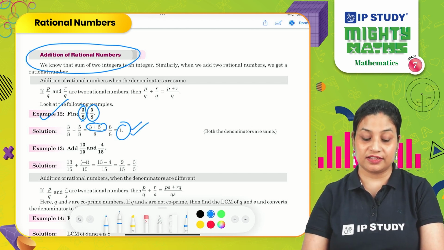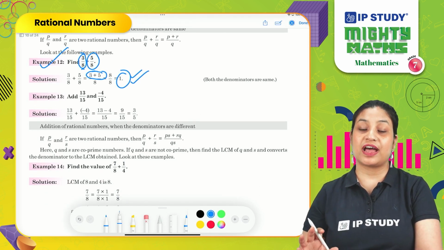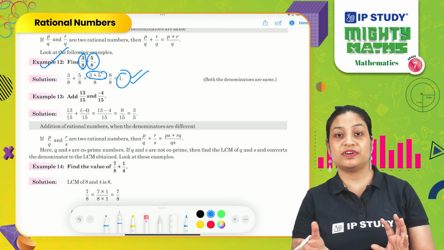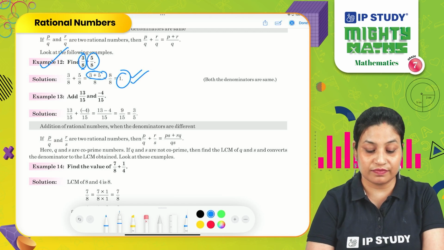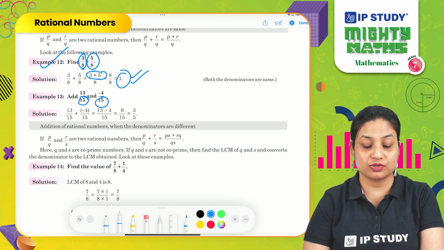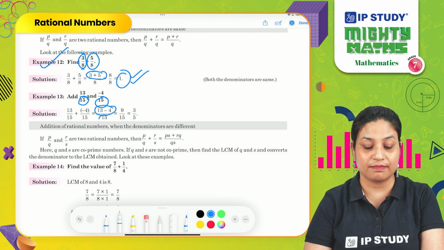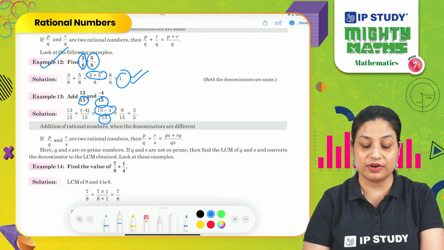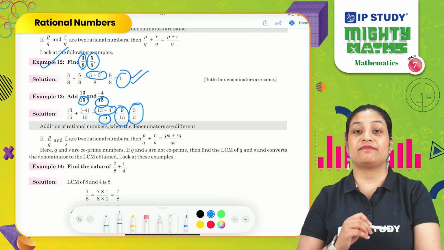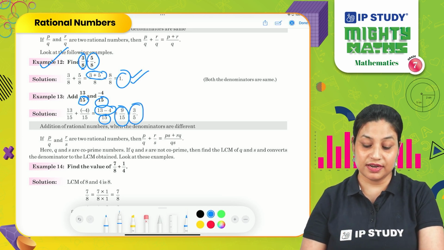Now let's take another example. Suppose instead of adding two positive rational numbers, I am adding one positive and one negative rational number. So here also we have the common denominator. So we can directly add the numerators. So 13 plus -4 divided by 15. So that will give you 9 by 15. And if you reduce this further, you will get 3 by 5 as your result, right?